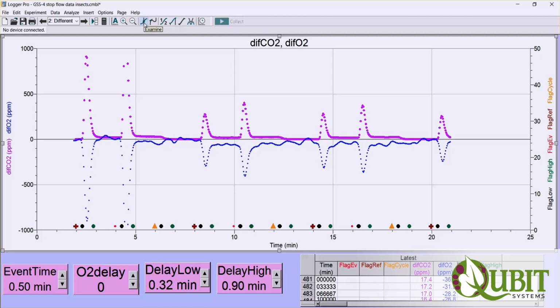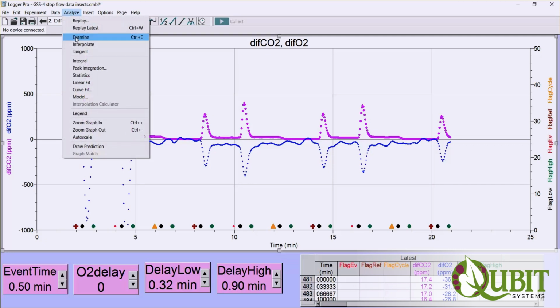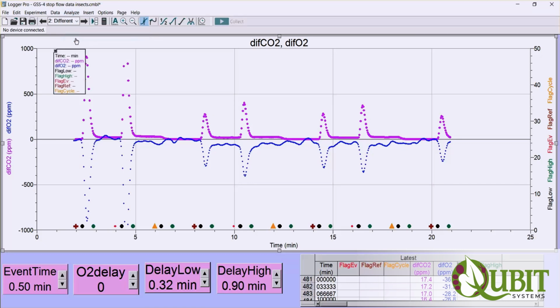So to do that, we need to proceed to a function called examine, and you can obtain this function from either this menu. You can hover over any of these icons to see what they do. Okay, the examine is right here, or you can go to analyze and select examine here. Either way, you're going to get this line appear on your graph, and it's this line that you will use to check whether your signal is aligned.